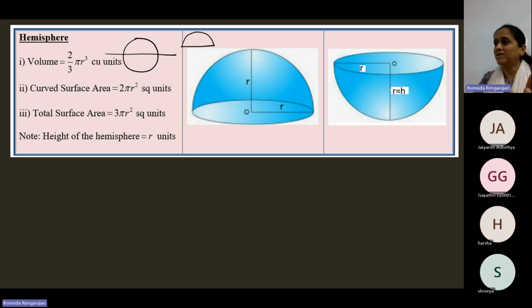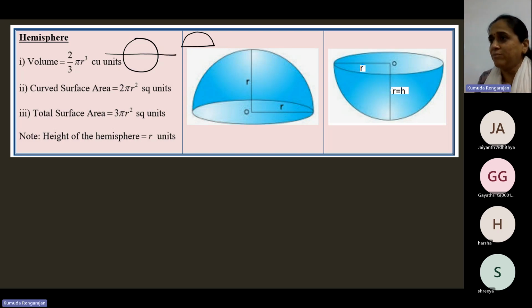If it's a big laddu, like from Tirupati, then in half of that you can feel the curved surface area and the area of the base, which is a circle. So again, a hemisphere has two surfaces: one curved surface area and one flat area, which is the area of the circle. In some hemispheres the circular area is missing, and in some you will find the circular area. It depends on the object.